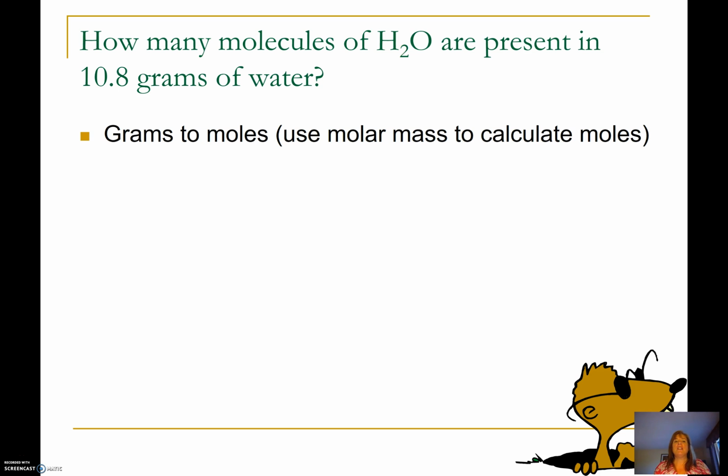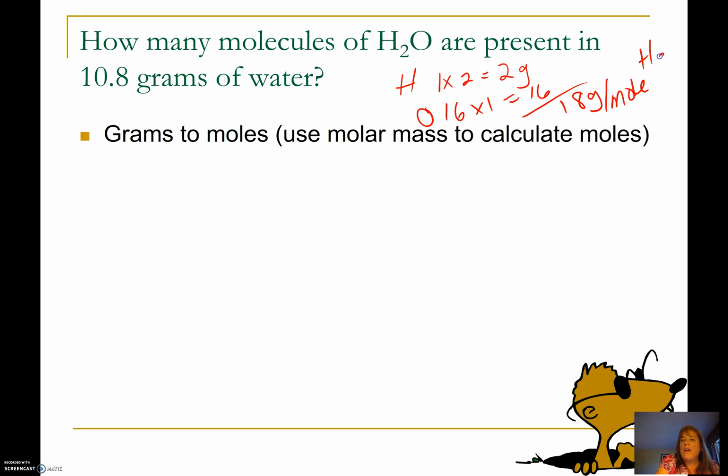All right, first thing we got to do is go from grams to moles. So we have to calculate the molar mass of water. Well, water has two hydrogens, and remember that the molar mass of hydrogen is 1.01. There's two of them, so it's going to contribute about 2 grams to my molar mass. Oxygen is 16 on the periodic table. There's only one, so that's 16. So my total molar mass of water is 18 grams per mole.